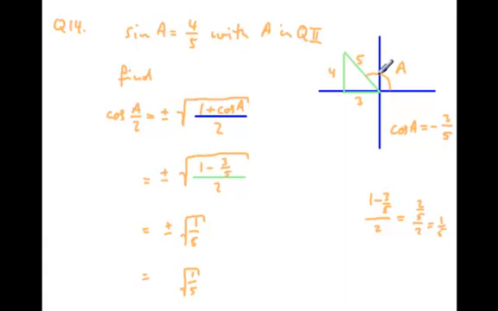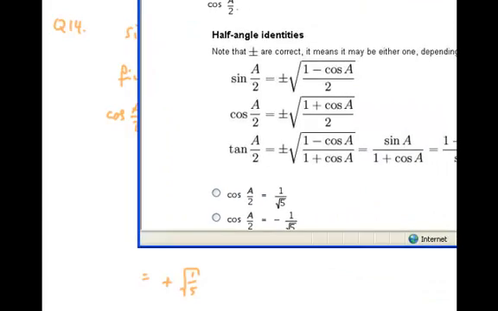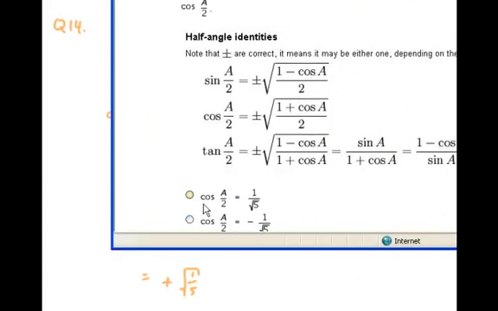For A, I'm between 90 and 180 degrees, which means that for A over 2, I'm between 45 and 90 degrees in quadrant 1, and in quadrant 1 the cosine is positive. Again, that's something I have to know, that the cosine is positive in quadrant 1 and negative in quadrant 2. I look at the possible answers, and there it is, 1 over the square root of 5.